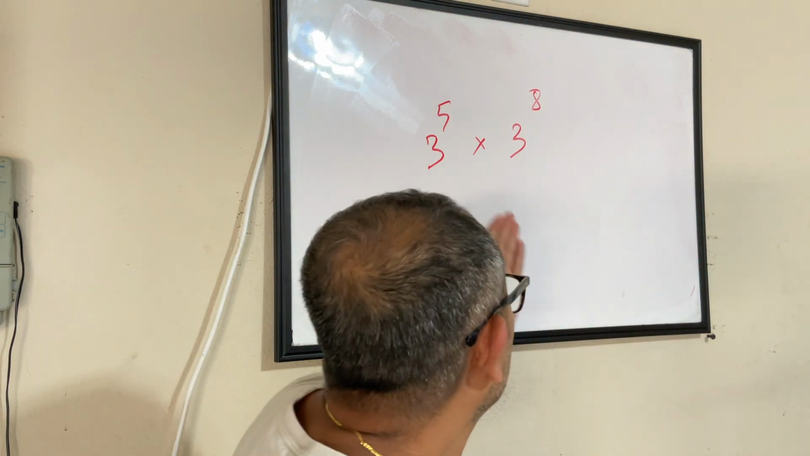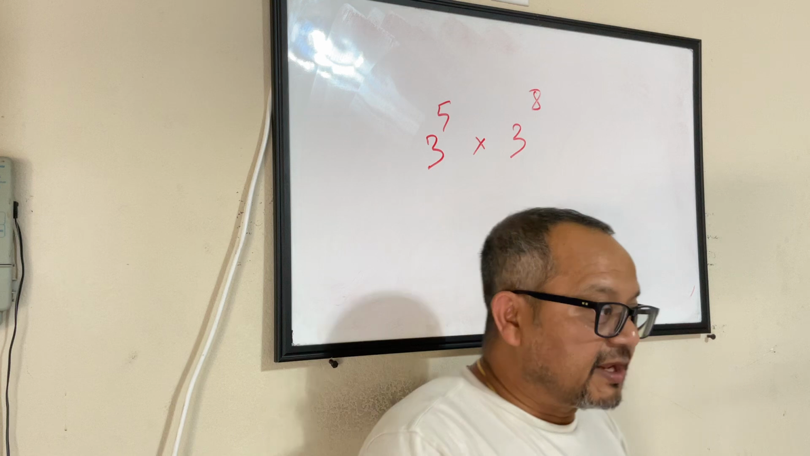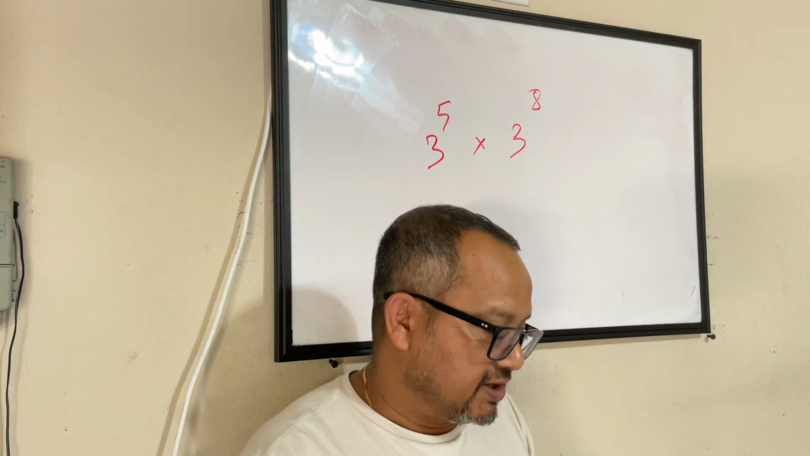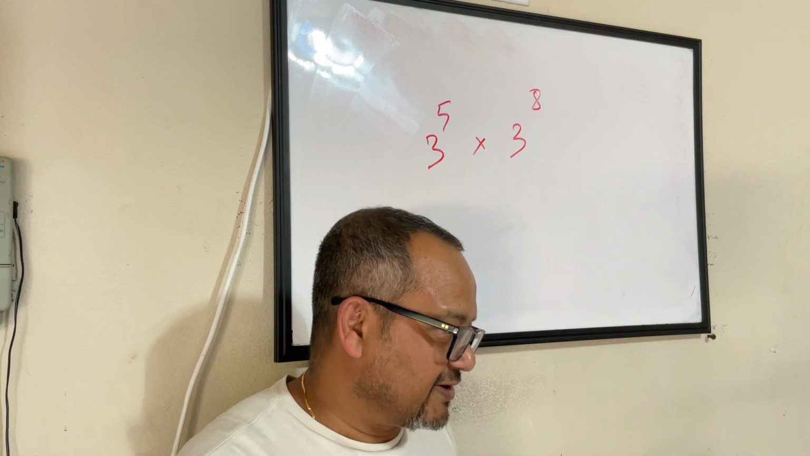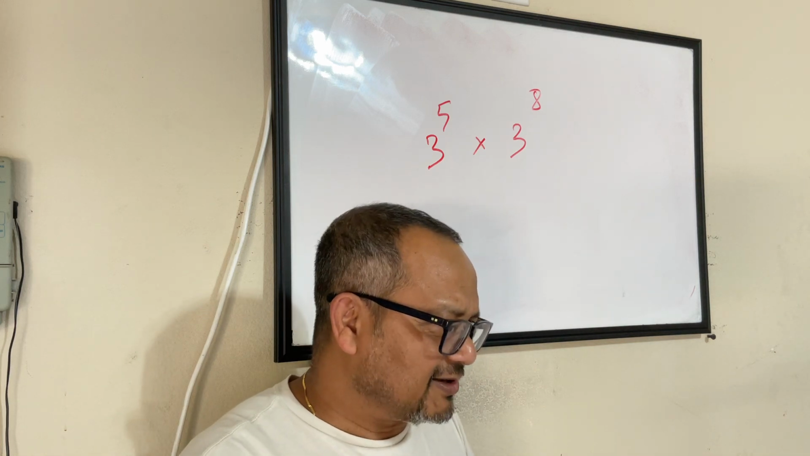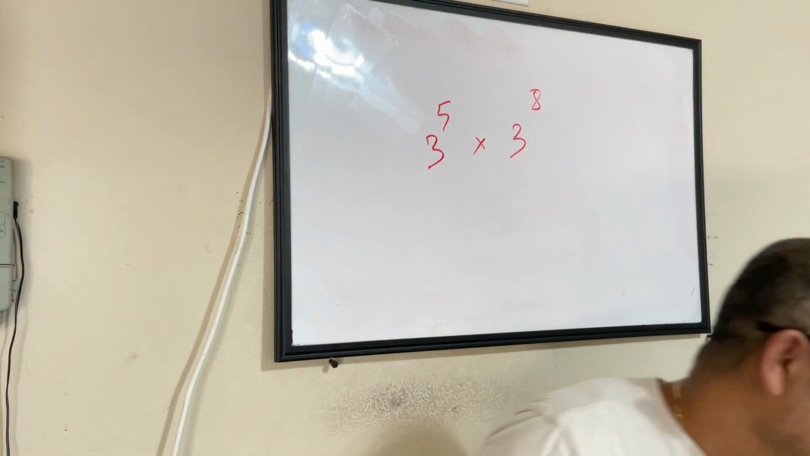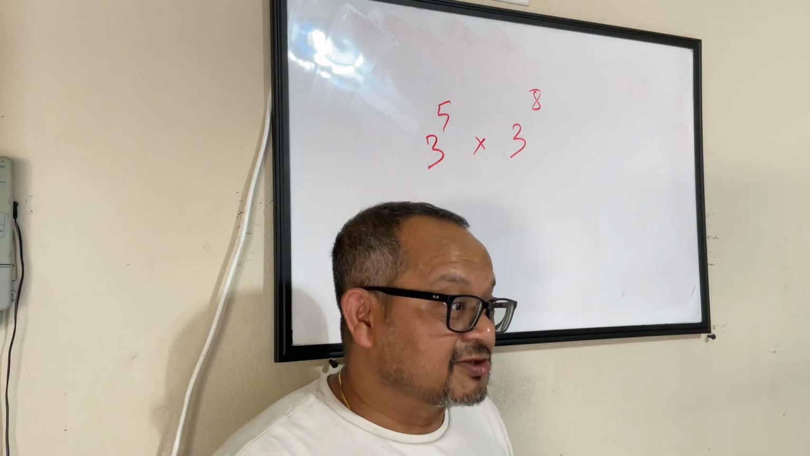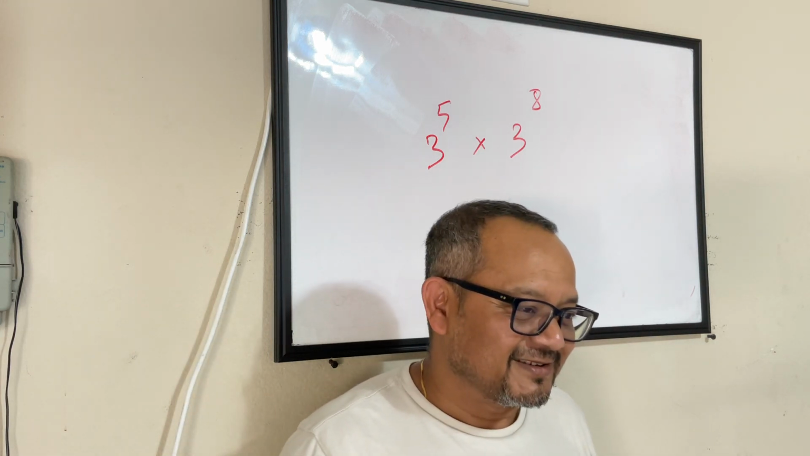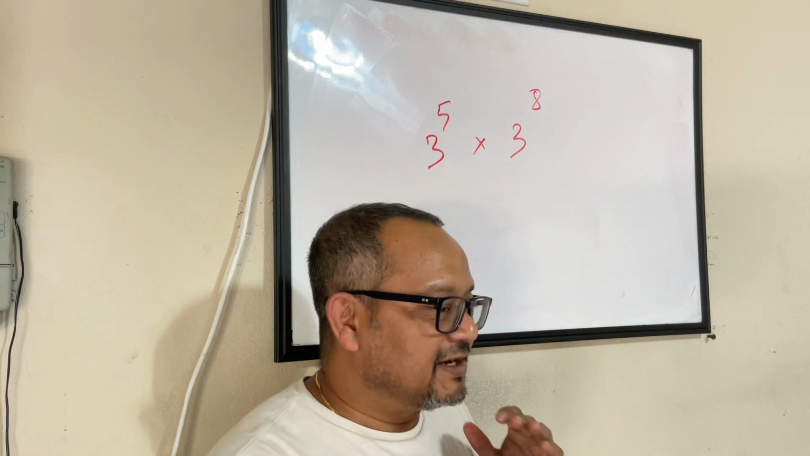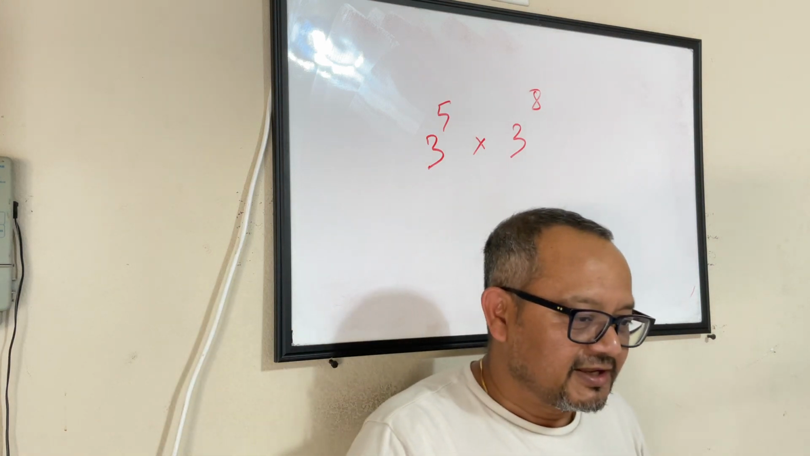So 3 to the power 5 multiplied by 3 to the power 8 is 3 to the power 13. Let's memorize this and we'll be good forever. Do we need to memorize things? No. I am a strong believer or strong hater when it comes to memorizing things. I believe in decoding the concepts.